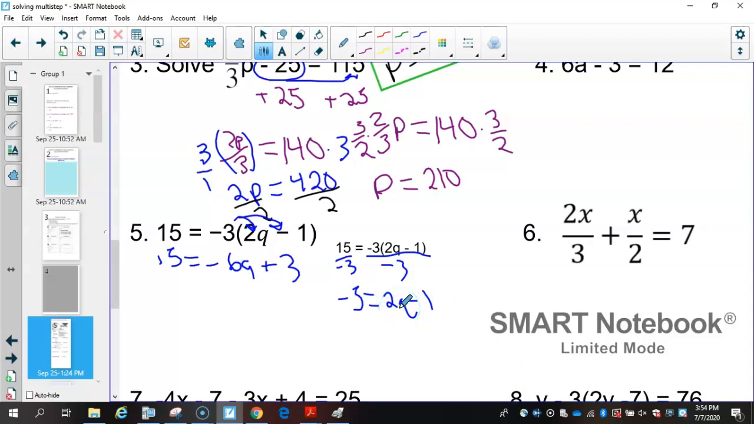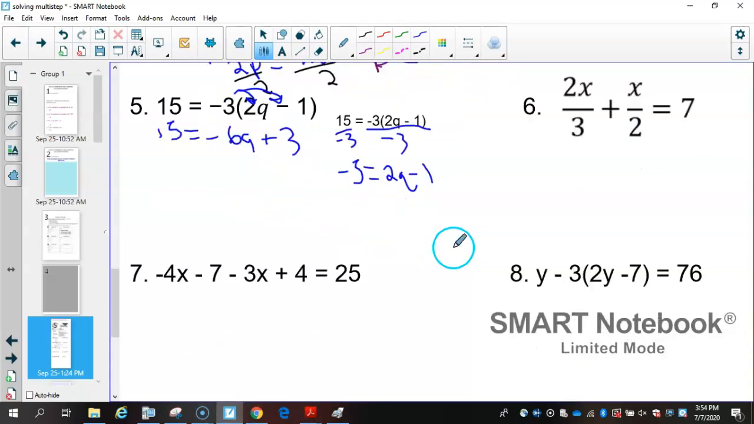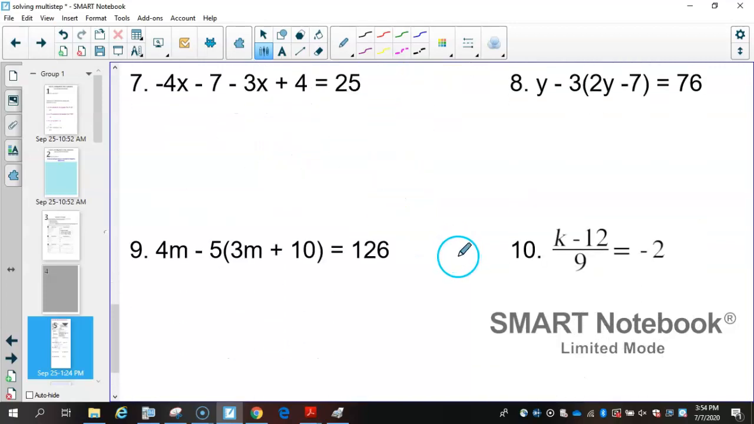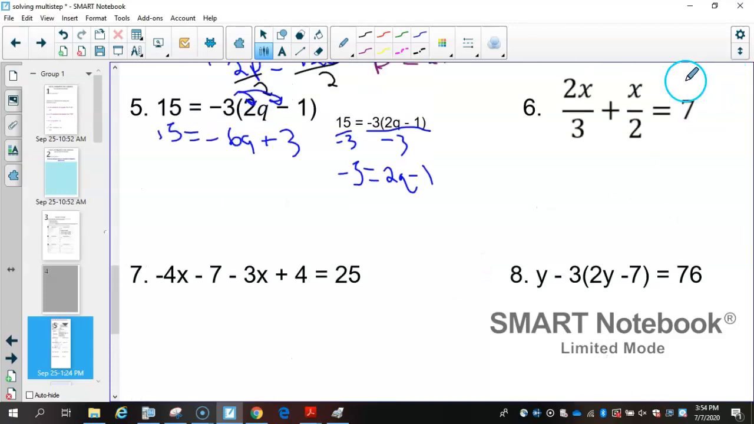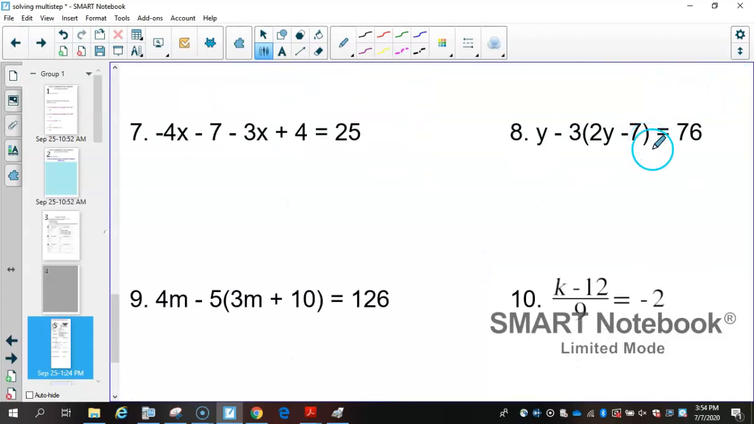I do want to point out that sometimes you will get fractions or decimals as your final answer, and I don't want that to deter you from thinking you did this right, because there are often decimals and fractions for answers. Alright, we're going to do a few more. We're going to do 6, 9, and 10.